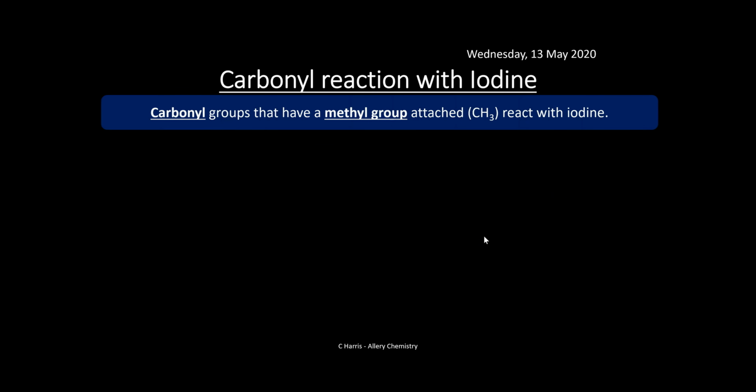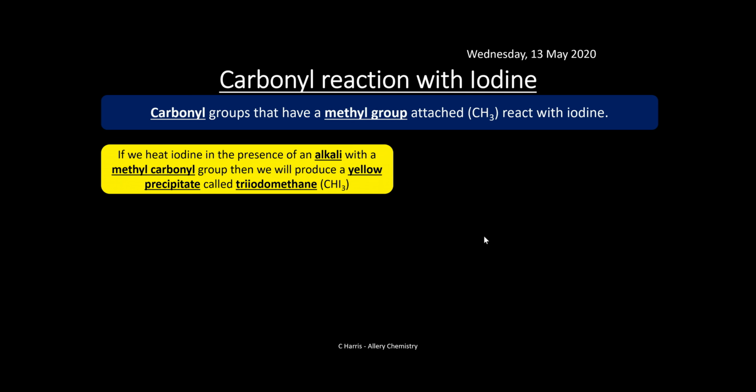Okay, so carbonyl groups that have a methyl group attached, so a CH3, actually react with iodine as well. So we need to know all these different types of reactions with the carbonyl group. If we heat iodine in the presence of an alkali with a methyl carbonyl group, then we'll be able to produce a yellow precipitate called triiodomethane.